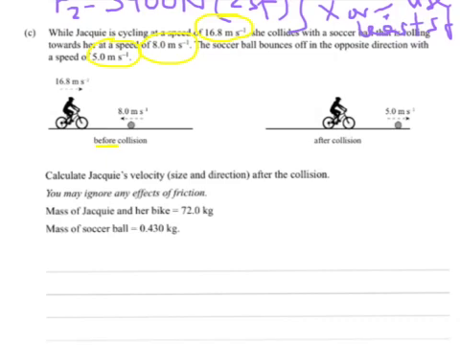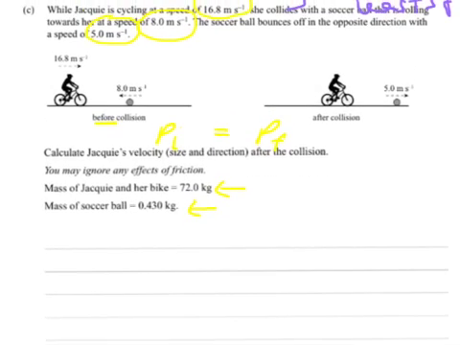So the mass of Jackie and her bike is 72 kilograms. The mass of the soccer ball is 0.430 kilograms. So this sounds like it would be good to use momentum, because momentum we know is conserved. So the momentum initially should equal the final momentum. So that's the easiest way to do it. This is all in 1 dimension as well. It's only backwards and forwards, or left and right, depending on how you want to label it.